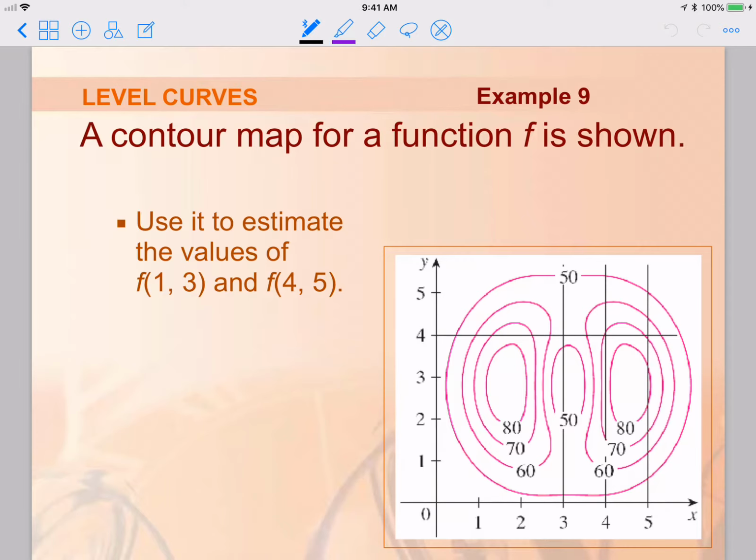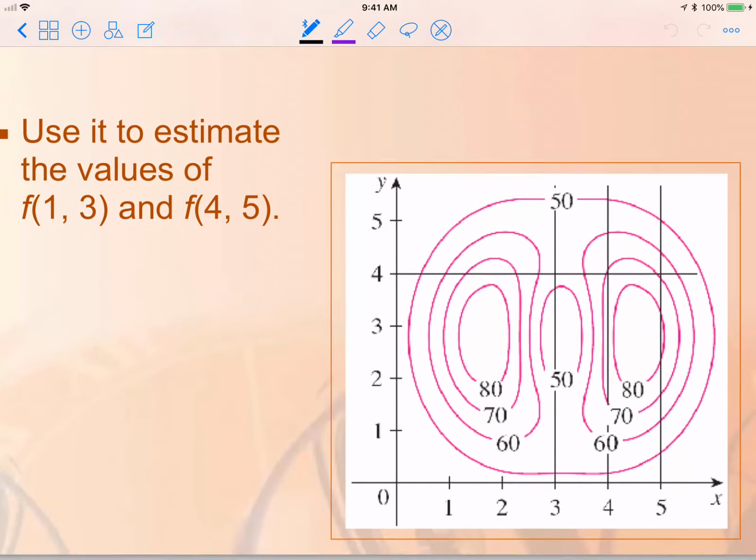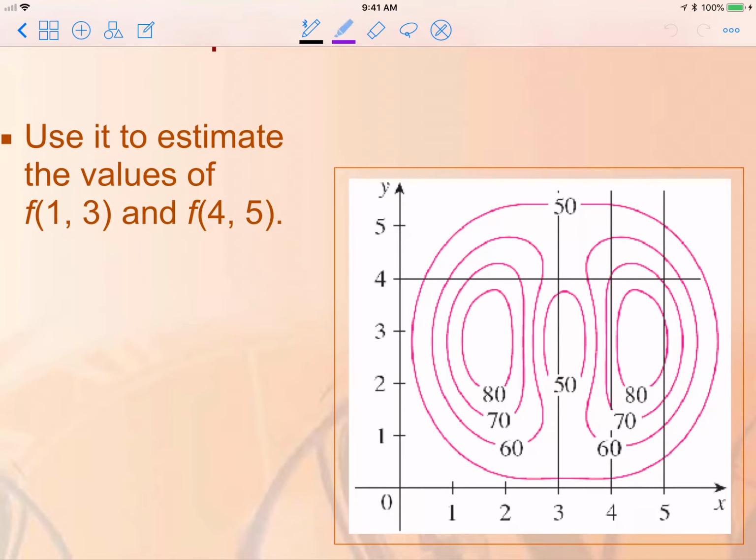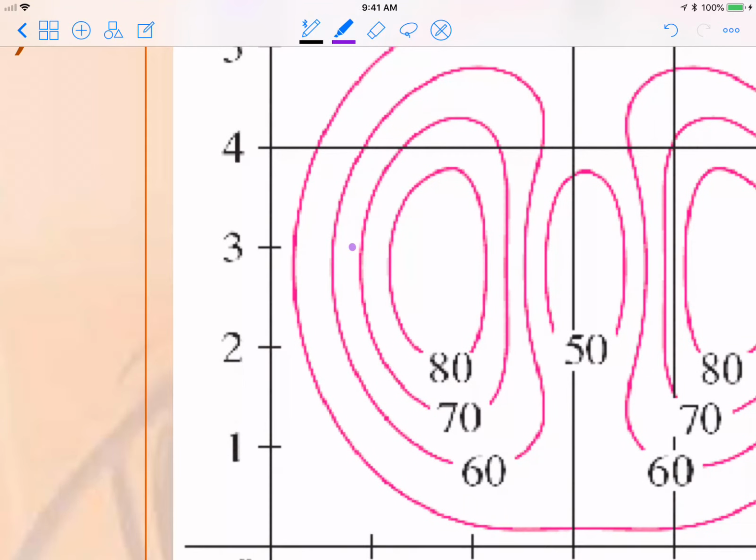Let's use this contour map to estimate the values of f(1, 3) and f(4, 5). I'm going to go to (1, 3). When x is 1 and y is 3, it looks like I am right here. Now, how do I estimate that value?